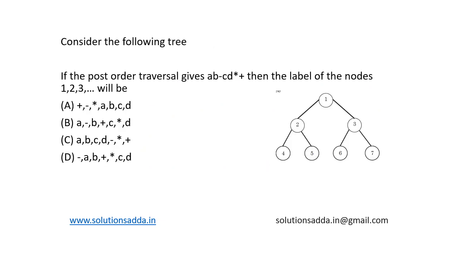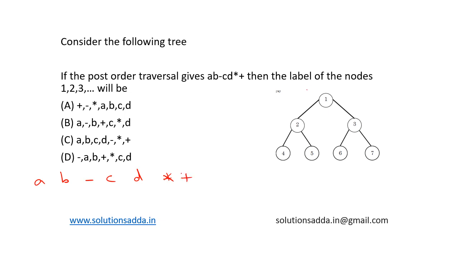This is a question from data structures. If the post order traversal gives A B minus C D star plus, then the labels of the nodes 1 to 3 will be what? The post order traversal is A, B, minus, C, D, star and plus.